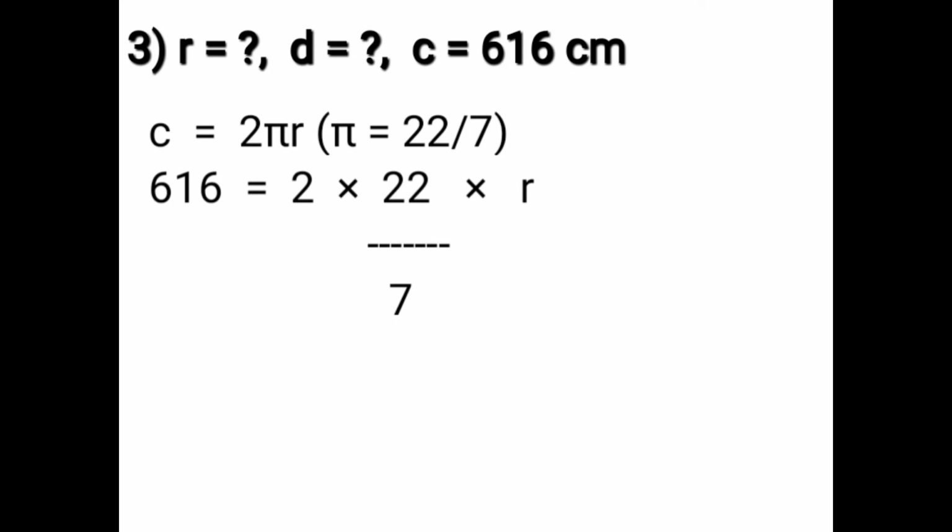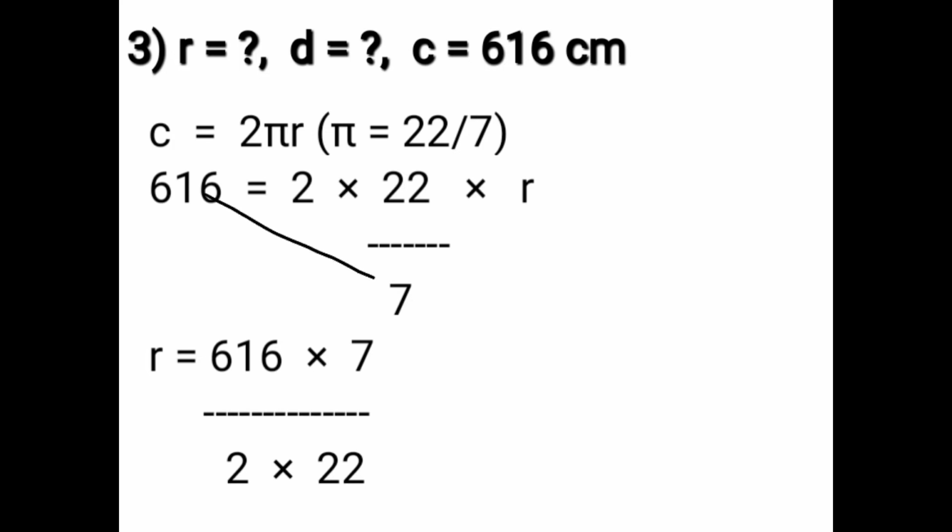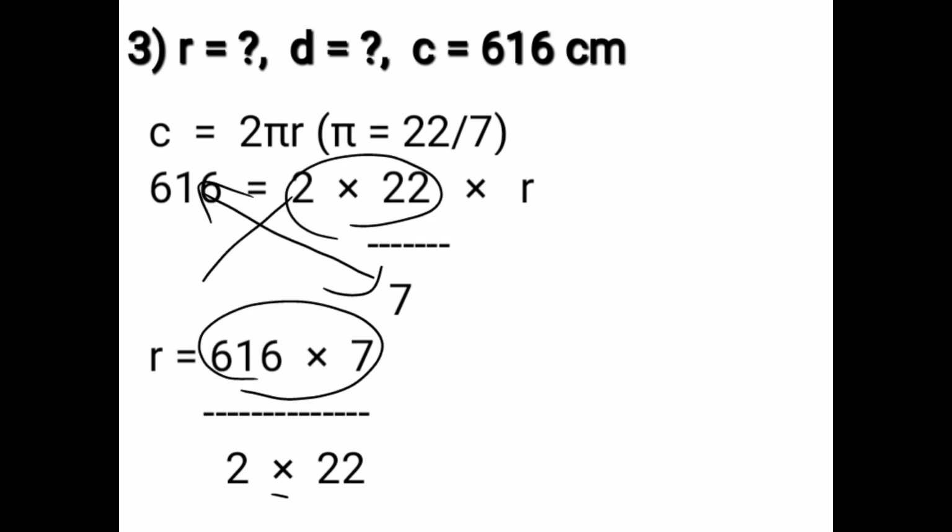Now when you find the radius, r is there here, take it on left side. Okay. Radius is equal to 616 into 7 upon 2 into 22. How you are doing here? By using the cross multiplication method. 616 into 7, you have to take it on numerator. 2 into 22, when you cross multiply here, it goes on denominator.